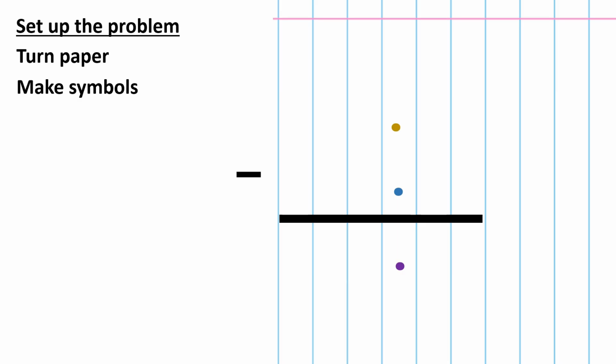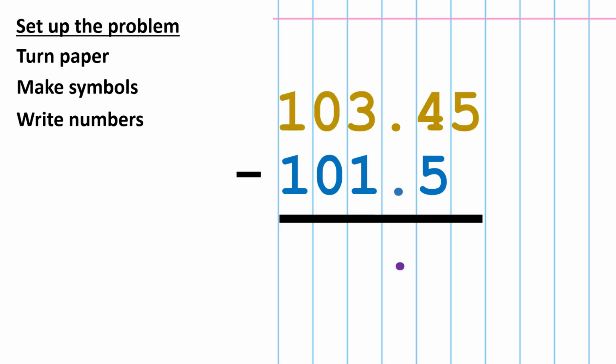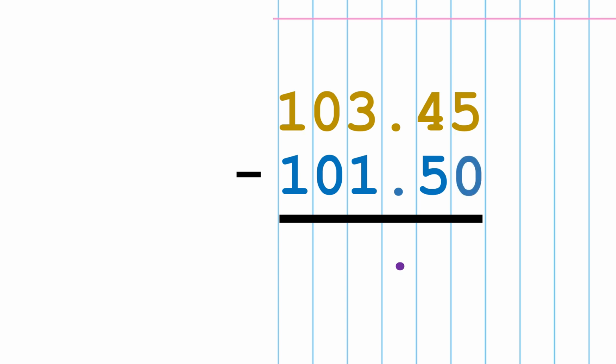In this problem, the operation is subtraction. Then we write the numbers in the problem starting with the number with the least value. In this problem, that's 101.5. Above this number, we write the other number since it has a greater value. Finally, we enter trailing zeros if needed. In this problem, there's a gap here, so we'll write a trailing zero. And that's it. Now this problem is set up to solve.